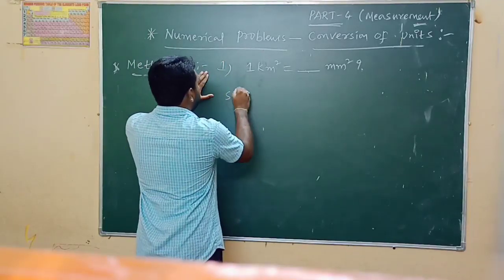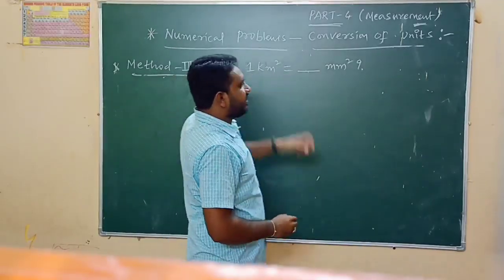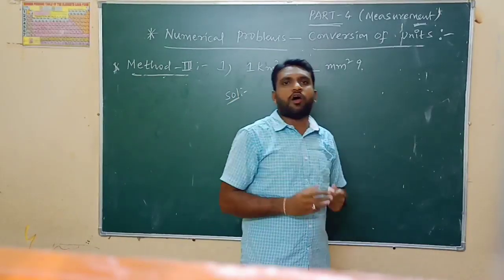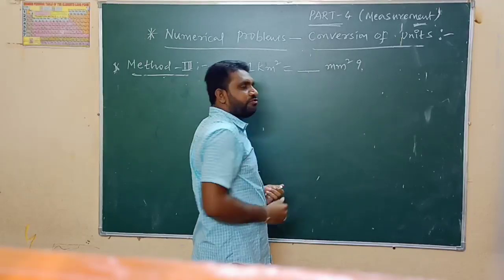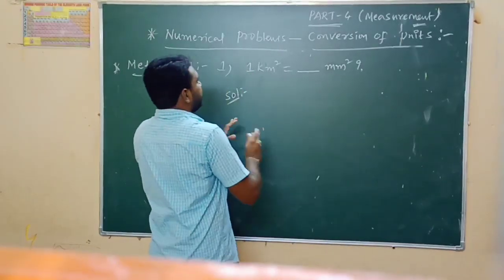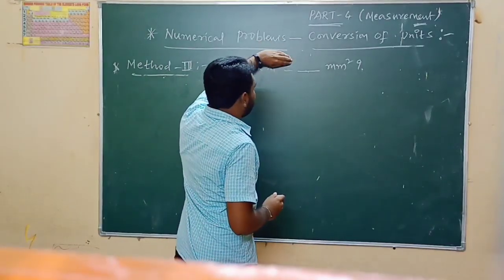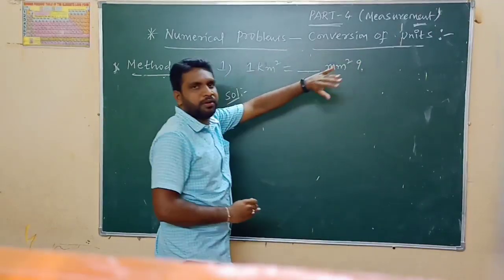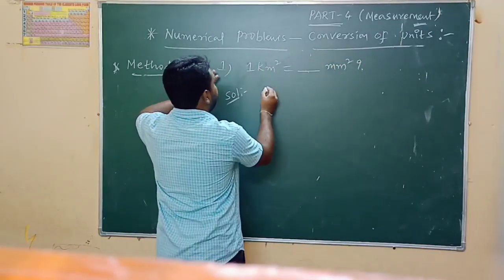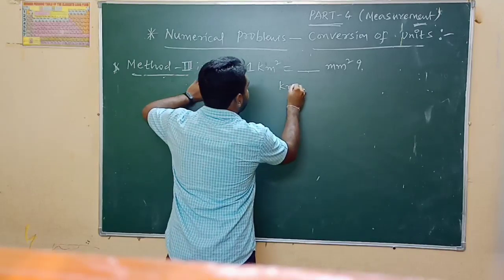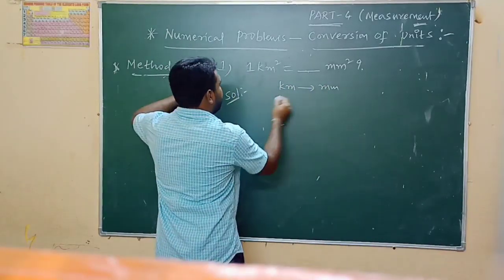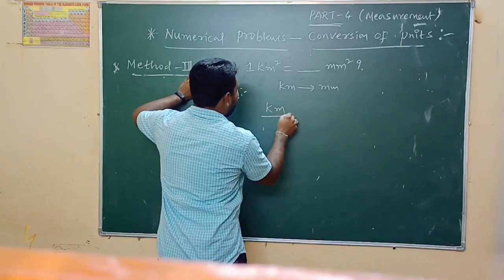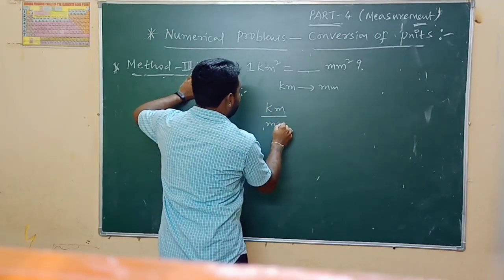The question is: 1 kilometer square equals how many millimeter square? Once again, 1 kilometer square equals how many millimeter square? In this method, first we don't need to consider the squares or cubes. Keep them apart and just use the normal method. First we need to convert kilometers into millimeters. What did we do in the old method? Kilometer by millimeter.